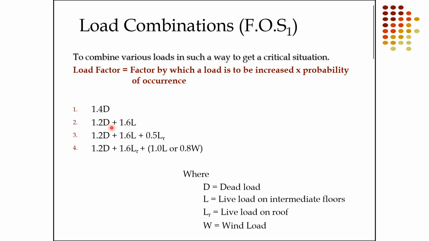When do these load combinations come into action? If you are going to use only dead load, you will use only one load combination, 1.4 D. If you are using dead and live, then you will use the second load combination, dead and live. And if you are using a roof load also, then dead, live and roof load. If you are using a wind load, then 1.2 D plus 1.6 L plus 0.8 W or 1 L. Again, these are a few examples of load combinations. The full list is in the codes.